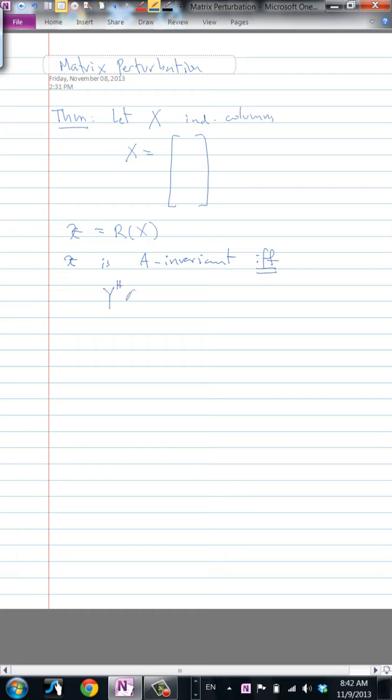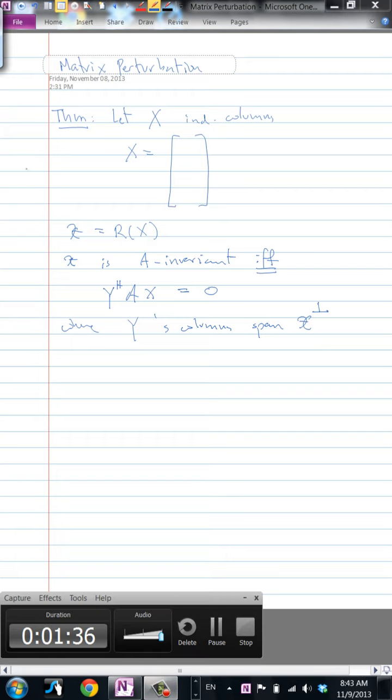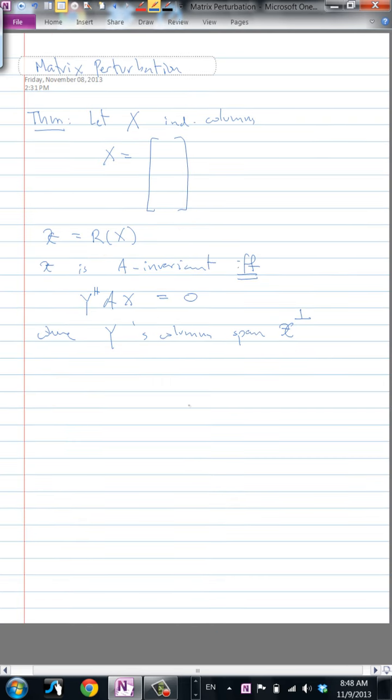Y^H A X equals 0, where Y is a matrix whose columns span the perpendicular space. So the columns of Y span the perpendicular space to X. Let's see why this is the case.